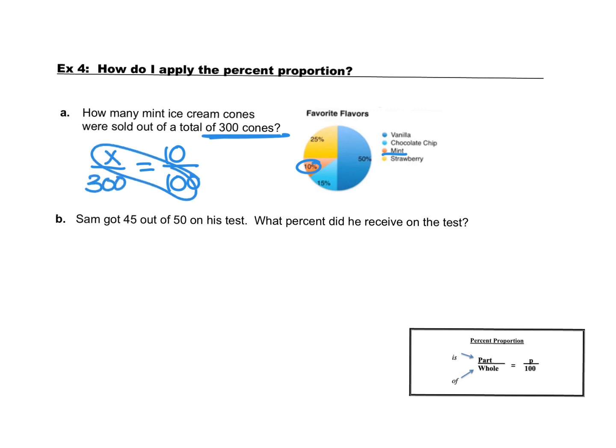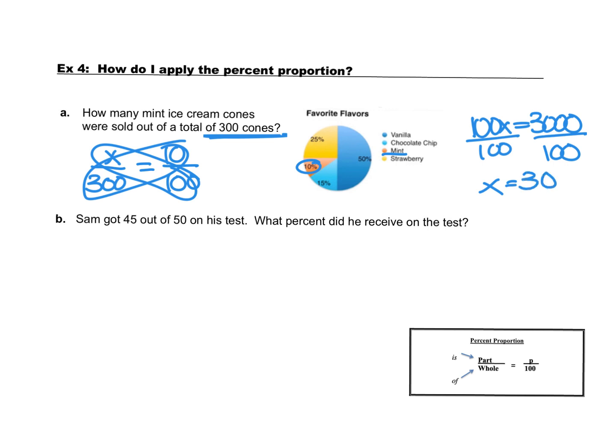So we'll cross multiply and divide. And so I'll have 100x is equal to 3,000. And then divide by 100. And so x is equal to 30. Meaning that out of the 300 cones, 30 of them are mint chocolate chip.